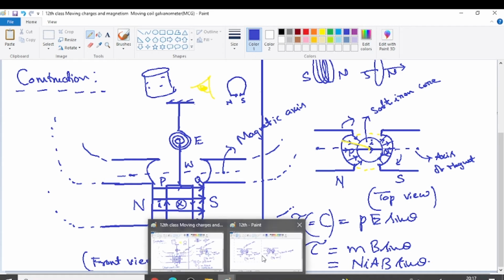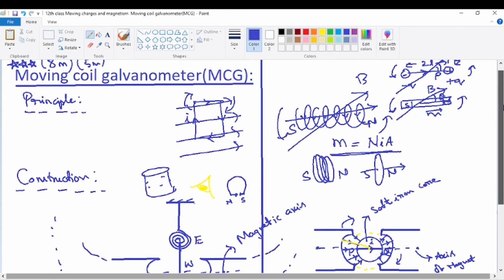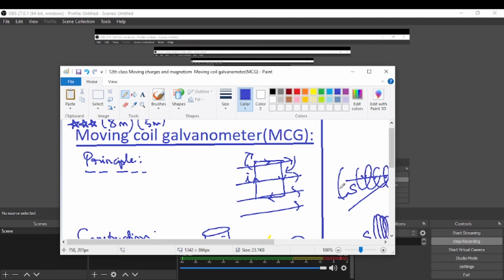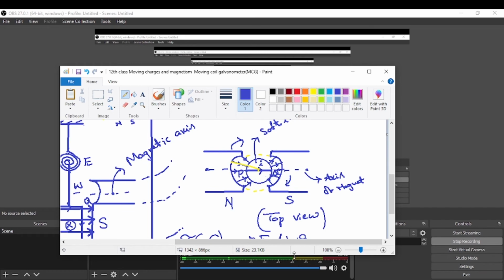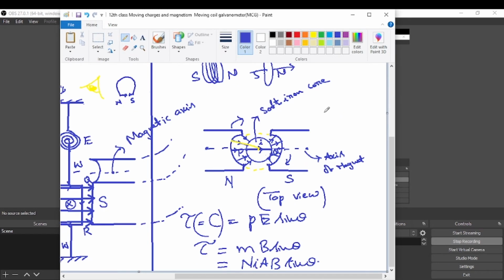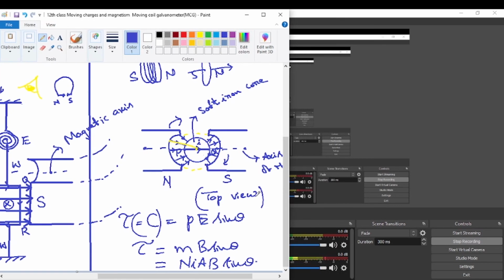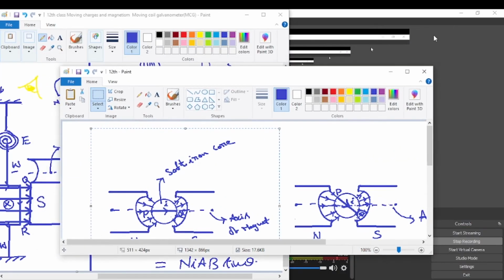I'll just use the other diagram. Actually, there is no place here, too many diagrams are there, so I'll just reduce this a little. As much as possible, I want to keep as many figures as possible so that everything is clear. So now I'll bring the next diagram also. This diagram I have already drawn. So this is how it looks.